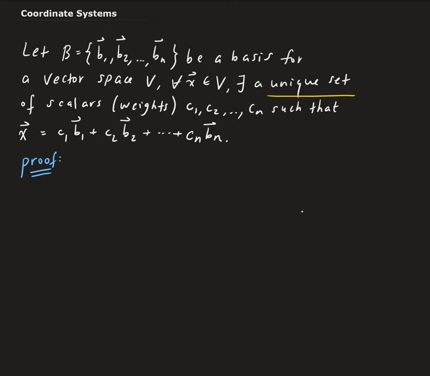We're assuming that beta spans V, because it's a basis for a vector space. We know that beta spans V. That comes from the definition of the basis. Remember, it's spanning the vector space, and those vectors are also linearly independent of each other. Those are the two criteria for being a basis in a vector space.